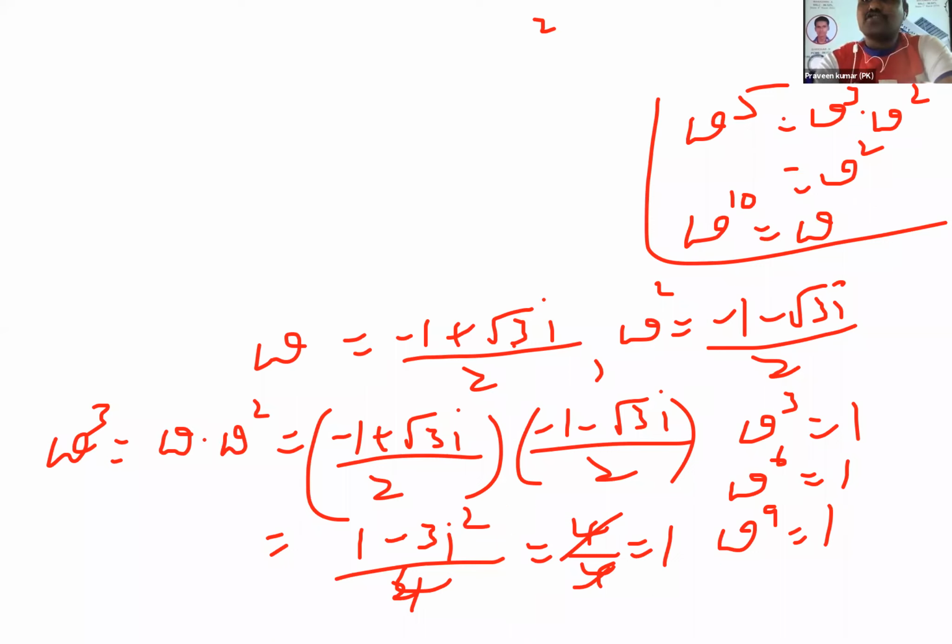Sujendra, I didn't understand what you are writing. Speak to me, your mic is on mute. Sir, omega square, sir, I already wrote. Plus or minus now. Plus means omega, minus means omega square, like that only, sir. Minus b plus or minus root of b square minus 4ac by 2a formula. Plus means omega, minus means omega square. Okay.